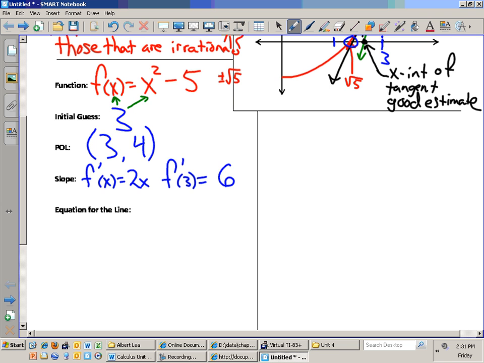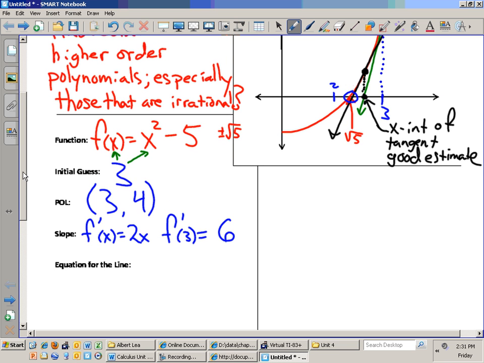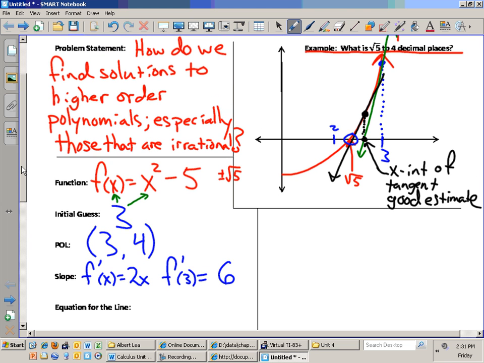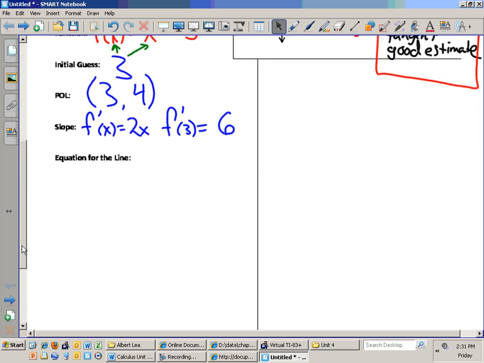Using this, we can come up with a better guess. Again, if you look at my drawing that I created, 3 was my guess. In order to get a better guess, I can find the equation of the tangent line and find out where it crosses the x-axis. So the idea is, what is the x-intercept of the tangent line? X-intercepts occur where y is equal to 0. We're going to find that, okay?